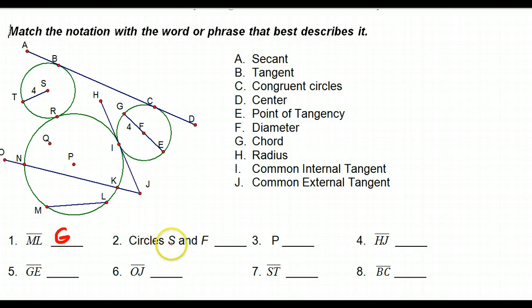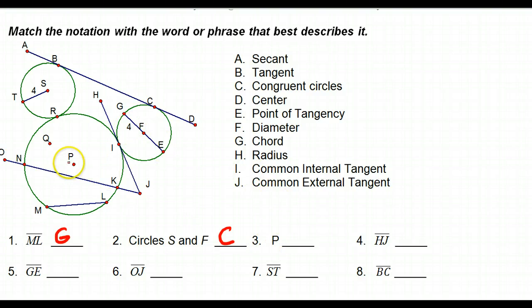That is a chord. So I'm going to put G. Alright, number two, circles S and F. When we say circle S, we're talking about the circle with center S. And so here's circle S, and here's circle F, and they are congruent circles. So I'm going to put C. I know they're congruent because they both have a radius of 4.